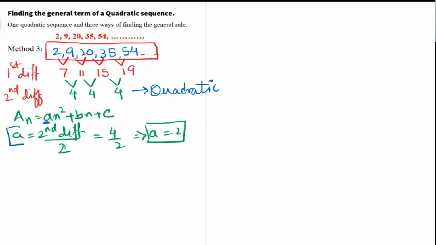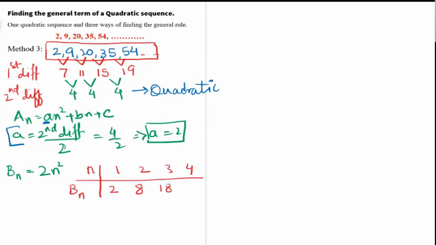We know that a is the coefficient of n squared, so we'll make another sequence, let's say bn, which is 2n squared. And now we will find the first few values of this sequence. So n is equal to 1, 2, 3, 4. And what does bn give you? It's 2n squared. So 2 times 1 squared is 2, 2 times 2 squared is 8, 2 times 3 squared is 18, and 2 times 4 squared is 32.